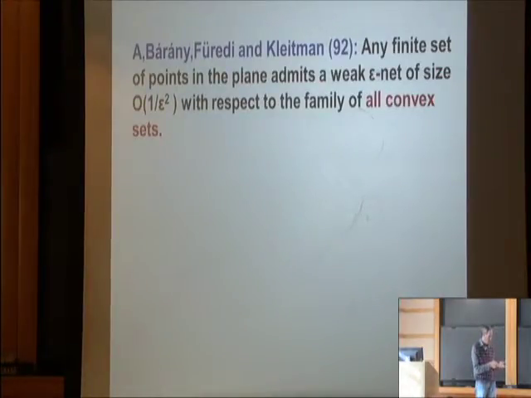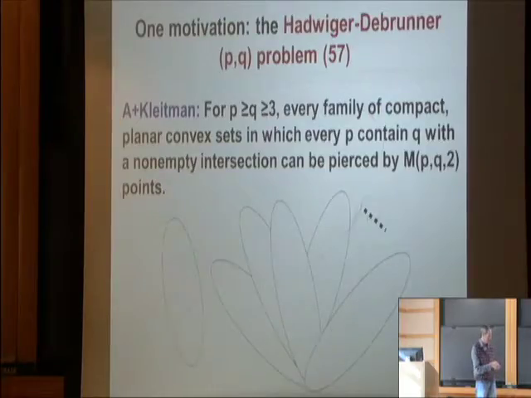Why is this useful? Weak nets appear quite a lot, maybe not so much as strong nets, but they appear. And I'll just tell you something about one application, an application in combinatorial geometry. That was a problem of Hadwiger and Debrunner raised in the 50s. They called it the PQ problem. It's an extension of Helly's theorem, as I'll soon explain. And this is something we proved with Kleitman. So it says the following.